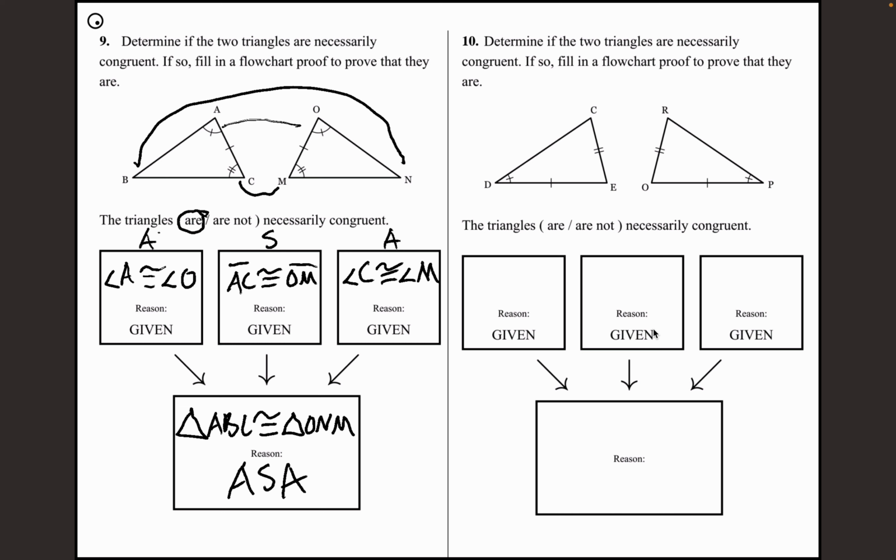All right, let's look at the next one. What would this be an example of? No. Say it the other way. SSA. Are these or are they not congruent? They are not. All right, listen. If they are not, do not fill these out. You just circle are not and you move on.